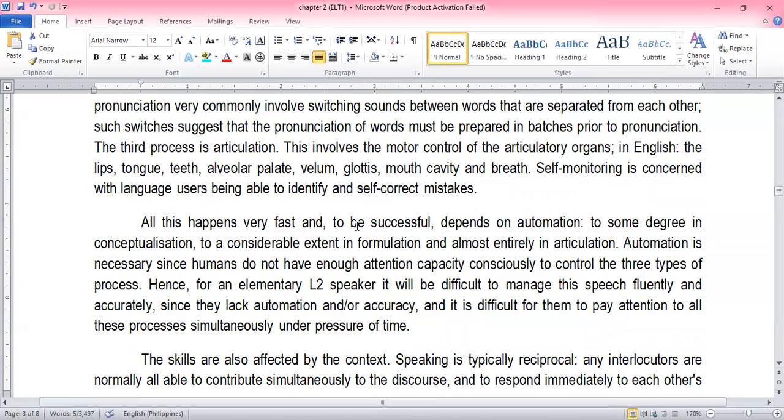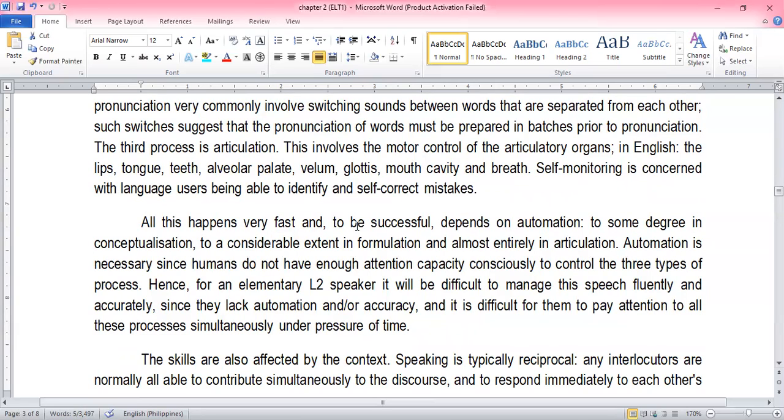So, automation is necessary since humans do not have enough attention capacity to consciously control the three types of process. Hence, if you are a beginner when it comes to speaking the language, it will be difficult for you to pay attention to all these processes simultaneously under pressure of time, diba? As you can see, for a person who's really good at speaking the L2 or the English language, these three processes, conceptualization, formulation, and articulation, can happen very fast.